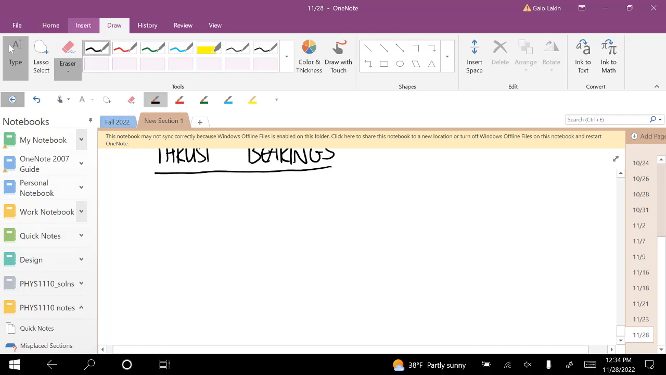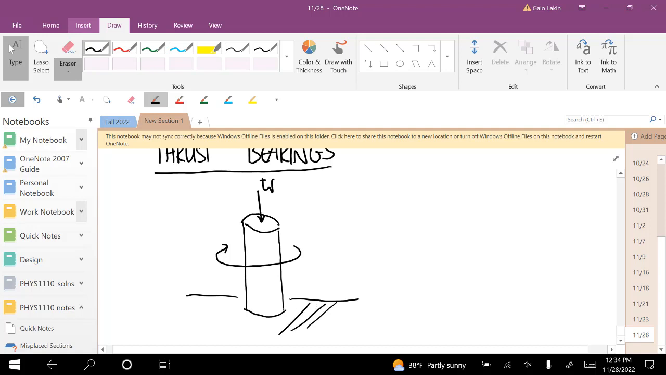And a thrust bearing is like this. So if this cylinder is rotating in the direction shown, and you have a force pushing this together, we'll call that W, against a surface, this is just some surface, then the question is the same.